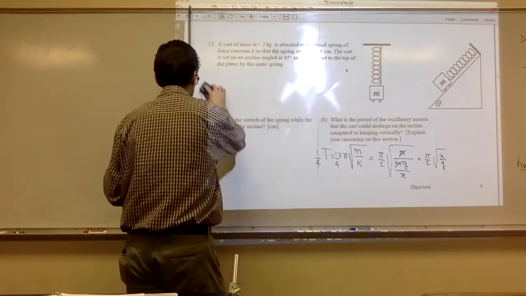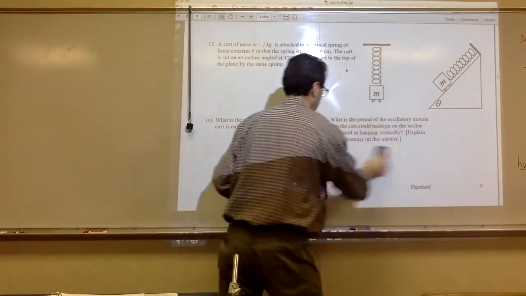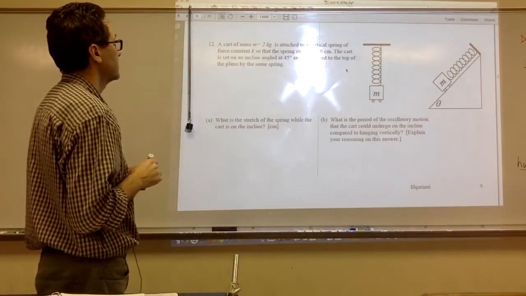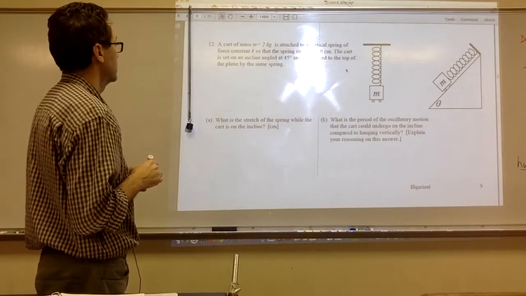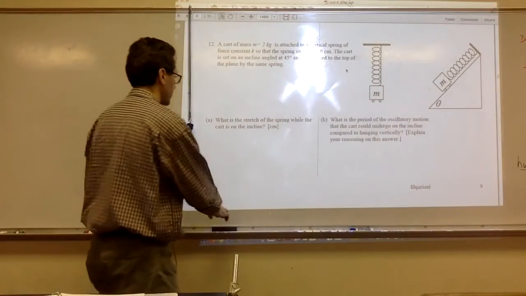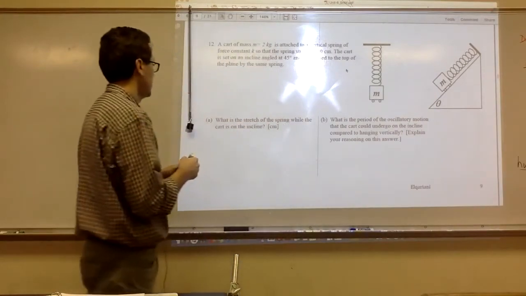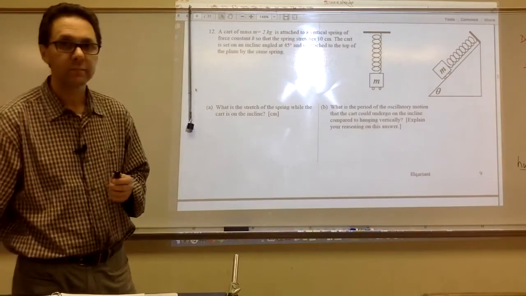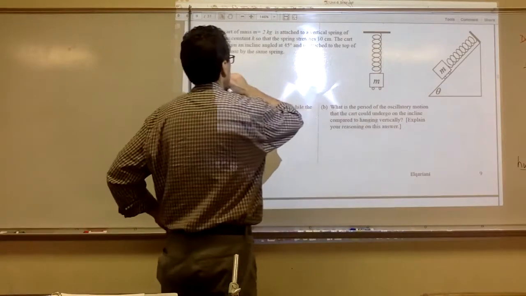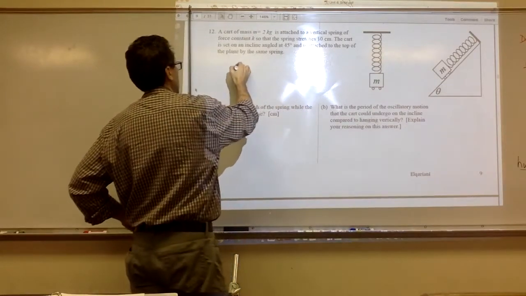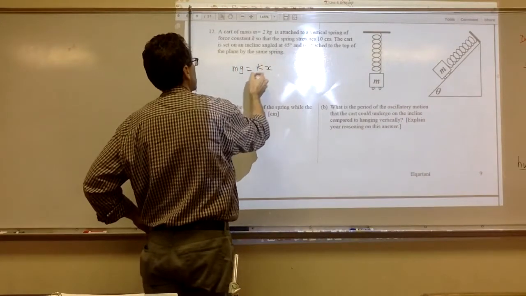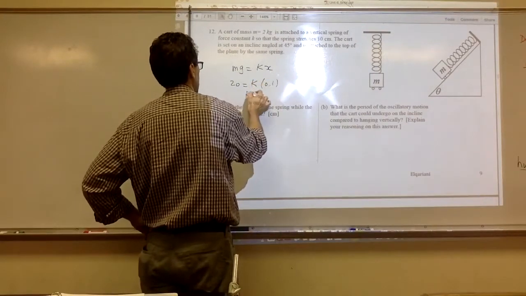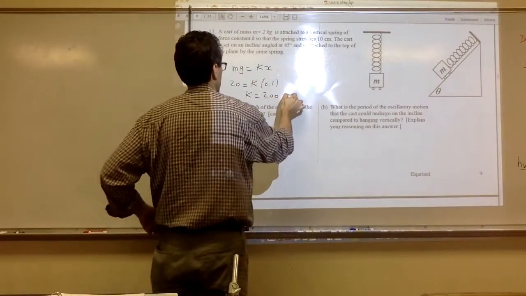Number 12. Okay. So I think from the first part, we're going to get the k. Okay, so mg equals kx. So this is 20 equals k times 0.1. So the k is 200 newtons per meter.